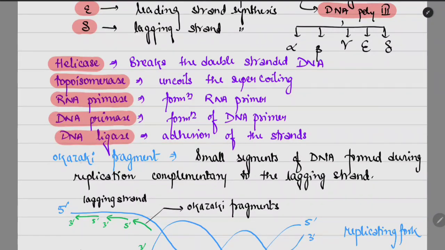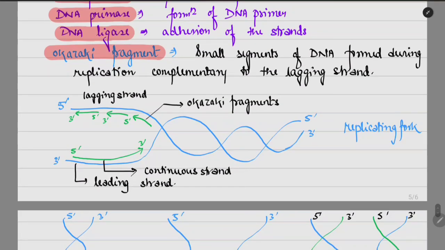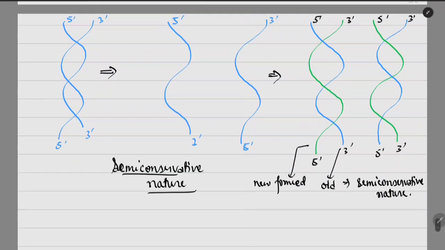Now what are Okazaki fragments? Okazaki fragments are the small segments of DNA formed during replication, complementary to the lagging strand. And what are the lagging strand and leading strand, as I explained here? Okay, now this is the semi-conservative nature.